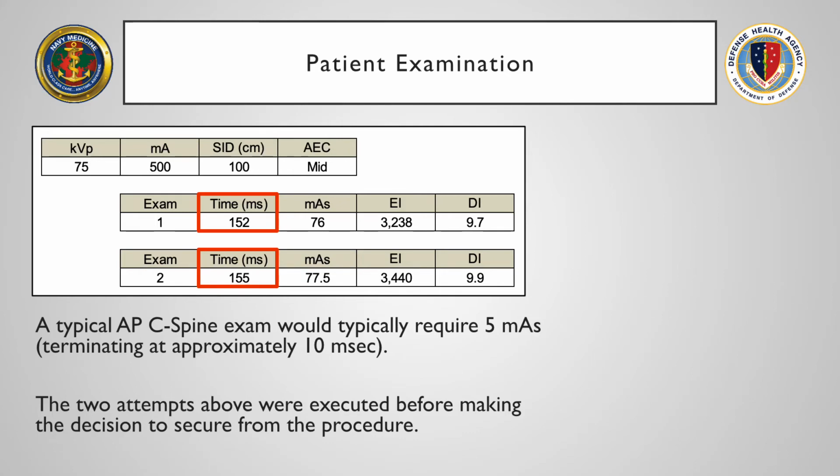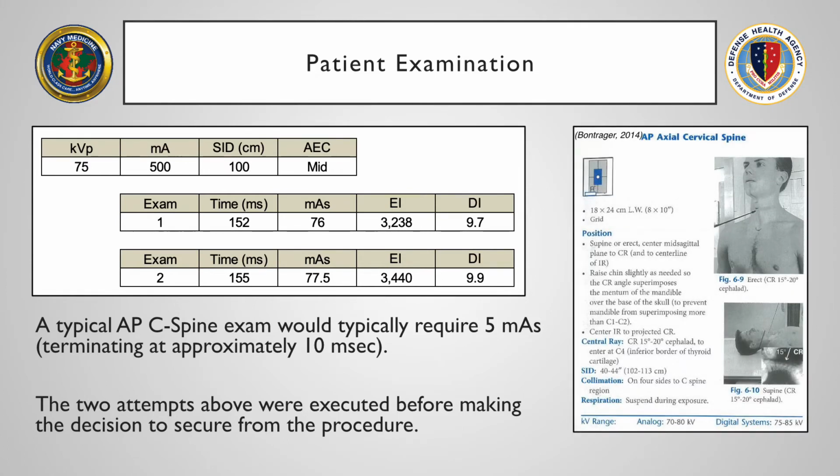Both attempts were executed before the technologist and the senior medical officer made the decision to secure from the procedure. On the right, we see an excerpt from Bontrager's, which is the manual that technologists use as a reference for setting up exams, and we'll just note on that the SID is 40 inches to 44 inches, and a 15-degree angle looking at the cervical spine is used. We'll reference that in a minute.